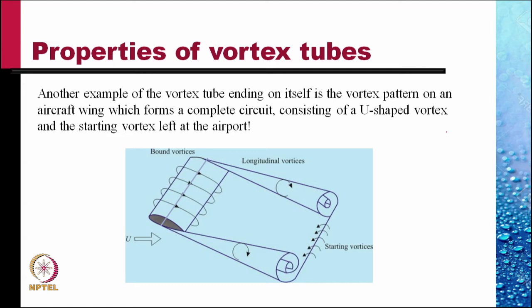There are two trailing vortices and a starting vortex. I'll show a little bit later the development of the starting vortex. But then this bound vortex, the two longitudinal vortices, which are called the trailing vortices, and this starting vortex form a closed loop of vorticity, of vortex tubes.